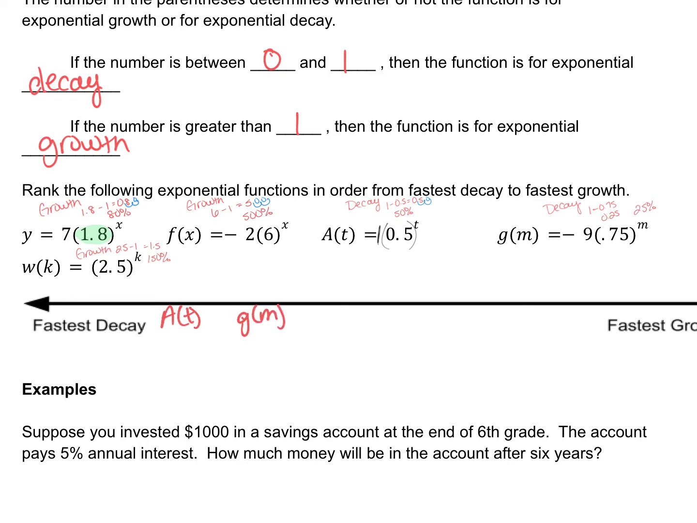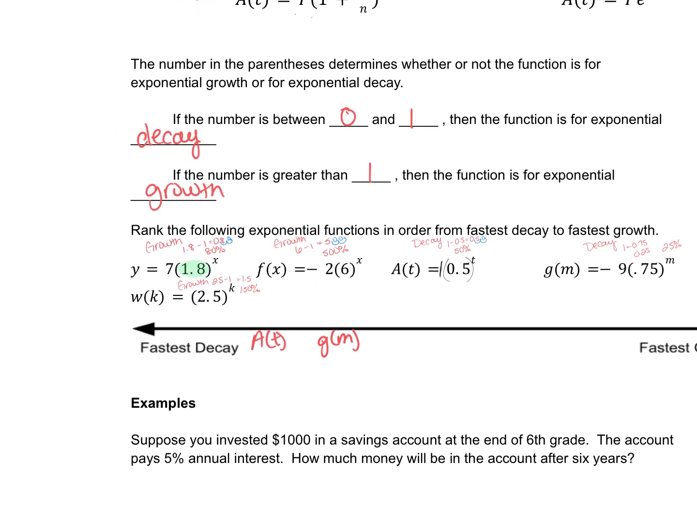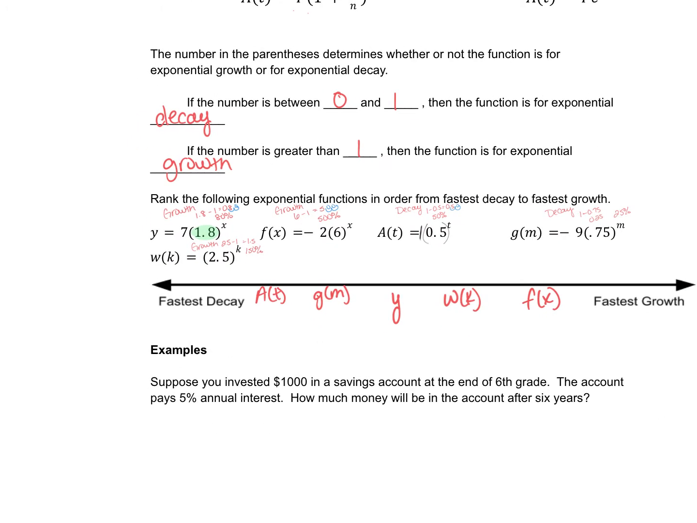Okay, now we're on to the growths. So we're trying to do the slowest growing one first because we're trying to end with the fastest growing. The slowest growing one looks like your Y. That one is only growing 80%. Next would be the W of K, because that's growing at 150%. And finally, the fastest one is your F of X, because it's growing at 500%.